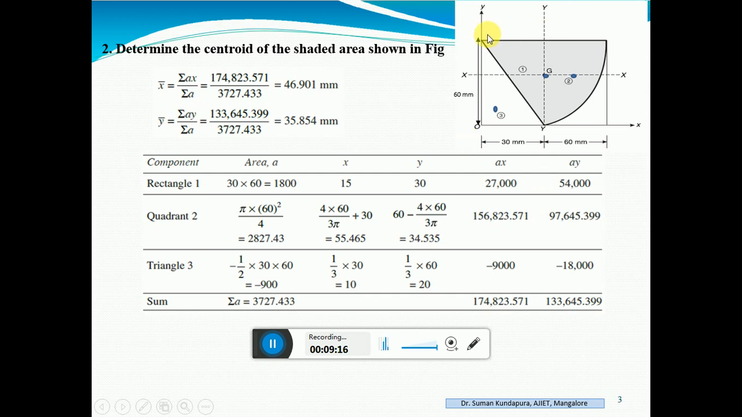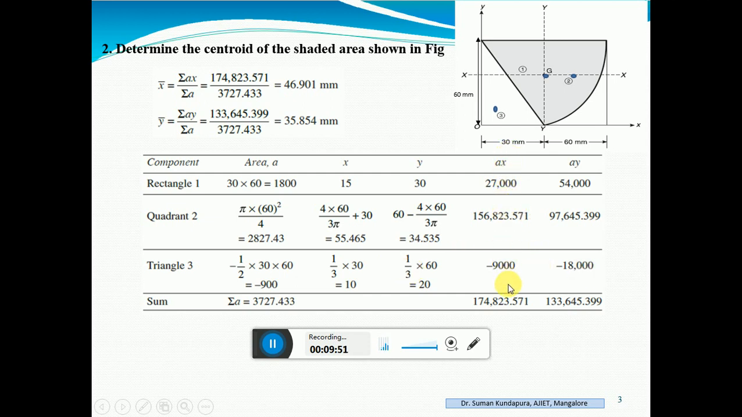Okay. Now move on to the triangle. For the triangle, you know the area is half into base into height, but this is the cutout portion, so I include a negative sign. Half into 30 into 60, that is minus 900. Next, x of this with respect to the y axis is 1/3 of this 30. 1/3 of 30 is 10. Next, the y distance with respect to the x axis, 1/3 of 60, is 20. So find out a into x, a into y, you will get minus 9000 and minus 18,000.